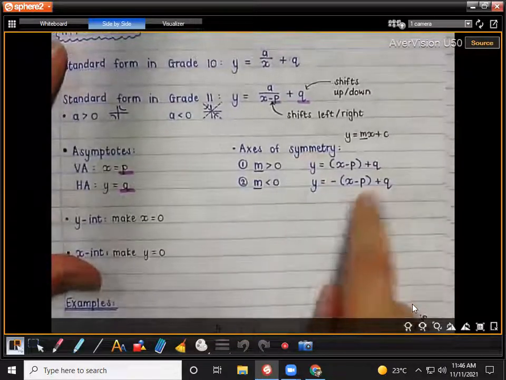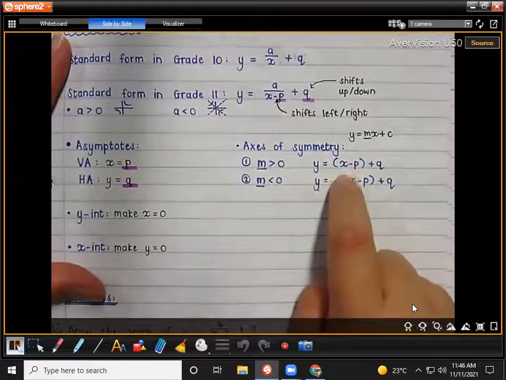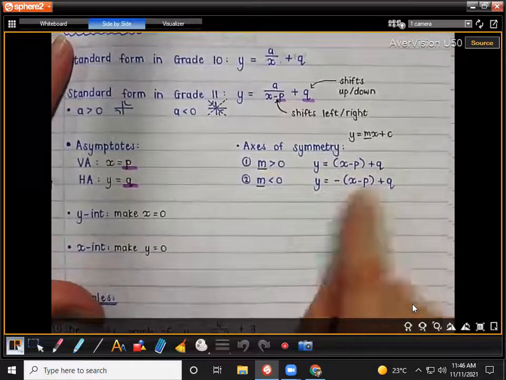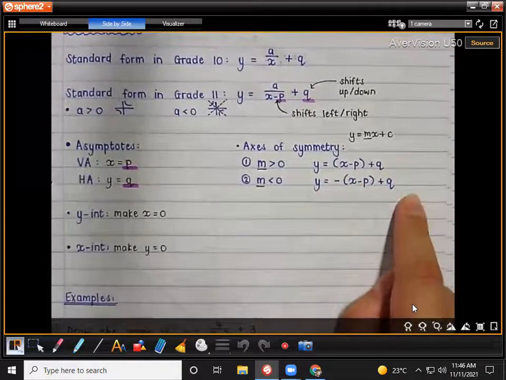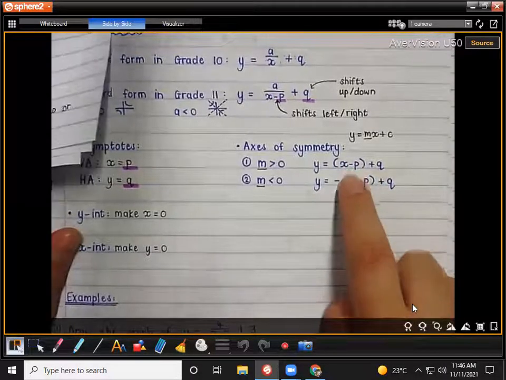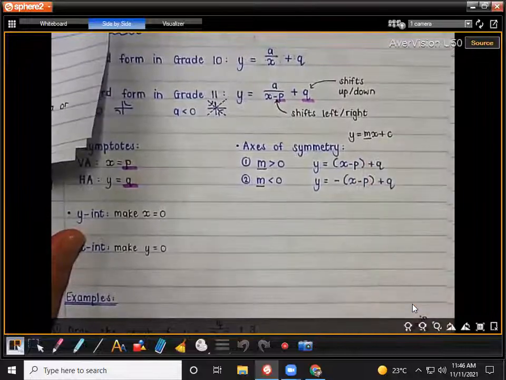Those are the 2 formulas for the axes of symmetry, right? Y equals the denominator and your q value. And then the other one, y equals negative the denominator and your q value. And remember the denominator and the q value you get from your 2 asymptotes. Okay, so that's what I did in that one.